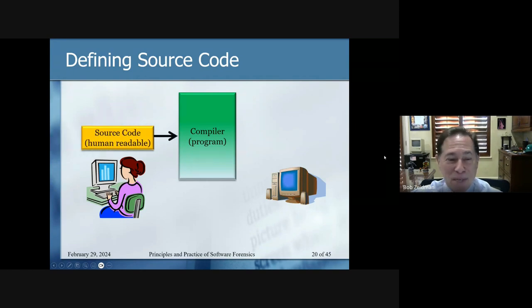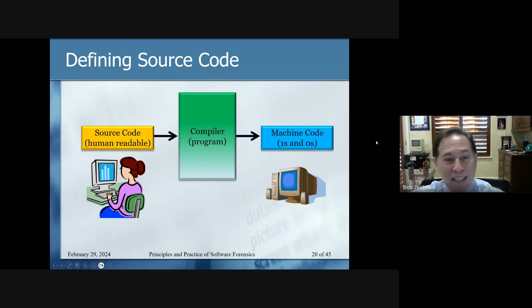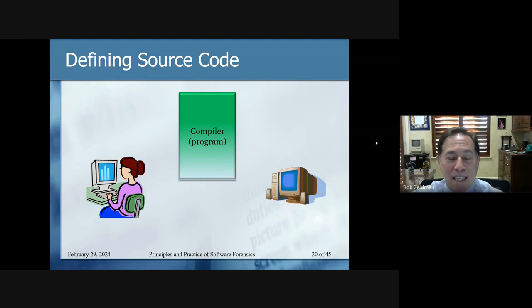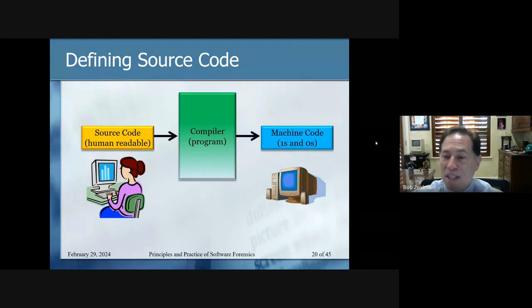Okay, so here, again, for some reason my slides are going on their own, but here we show an example of how we define source code. So we all know that source code is the human readable code that a programmer writes. It goes into a compiler program and comes out as what's called either machine code, object code, executable code, binary code, but basically the ones and zeros that the computer executes.